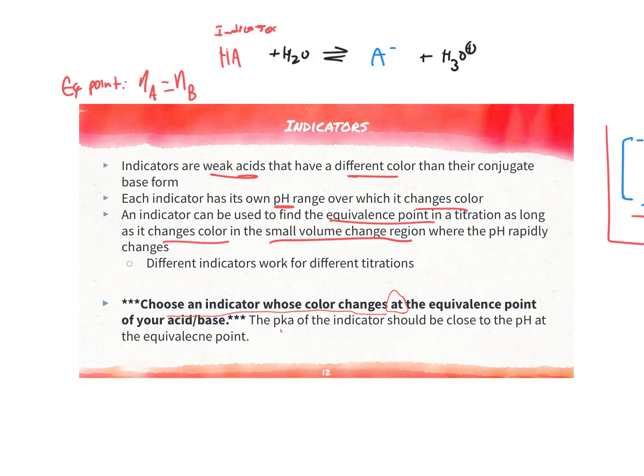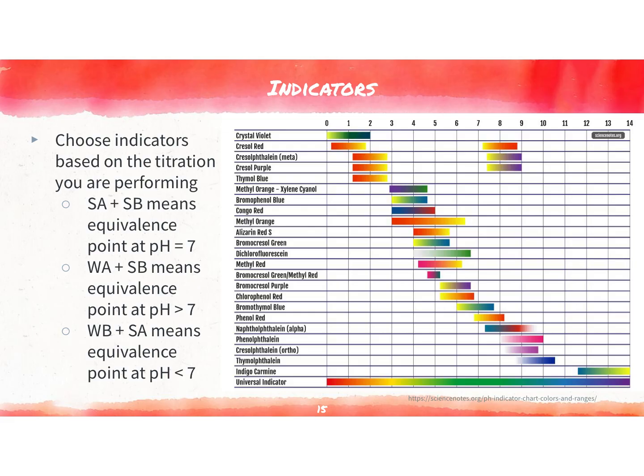The way to essentially know that is that the pKa of the indicator should be close to the pH at the equivalence point. Now, here, you don't need to remember this, obviously. Remember, for strong acid, strong base, the equivalence point is going to be at 7. For weak acid, strong base, the pH is going to be more than 7. For weak base, strong acid, the pH at equivalence will be less than 7.